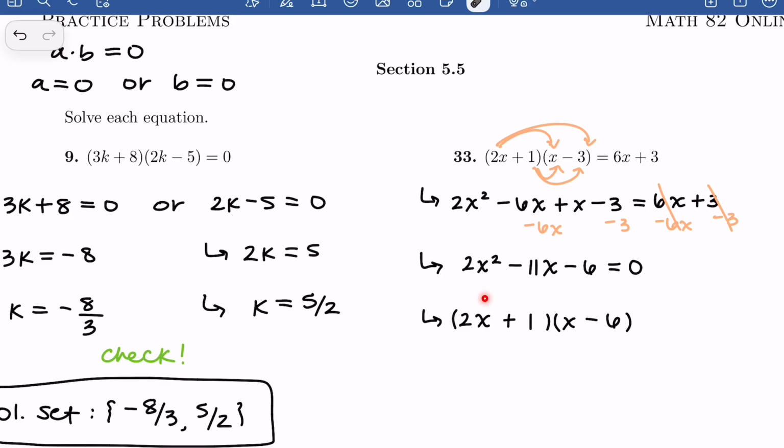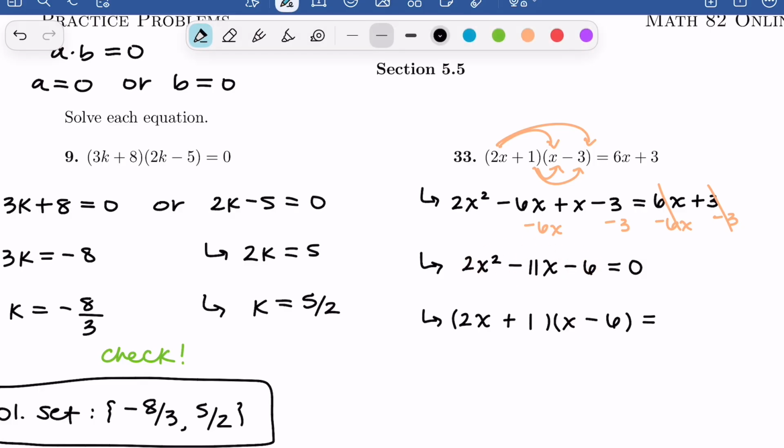So when I FOIL this, I'm going to get 2x squared minus 12x and then plus 1x. That'll give me my middle value of -11x. Then my last step here in the FOILing process is 1 times -6. That would give me a -6. So this tells me this is the correct factored form of this guy. So now I have the product of two things equaling 0. So I can use my zero factor property.